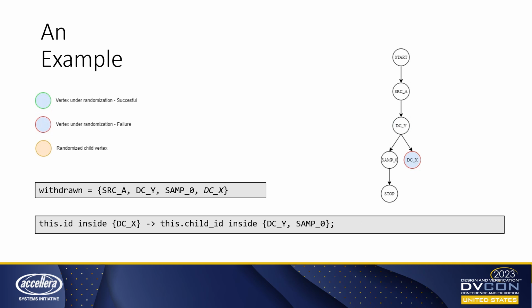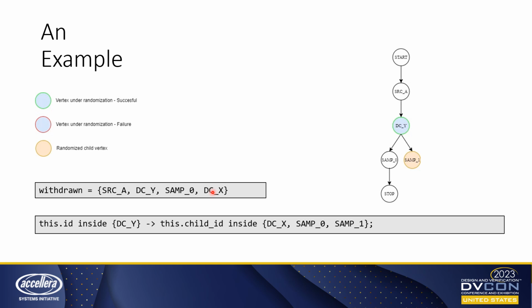And now we can see that something interesting has happened. The randomization has failed. That is because the DCX vertex has as possible children only the DCY and some zero vertex, both of which are part of the withdrawn queue. So we cannot produce a child for DCX in this instance. We then must backtrack to the DCY vertex to continue further exploration. We do that and randomize a new child vertex for the DCY vertex.